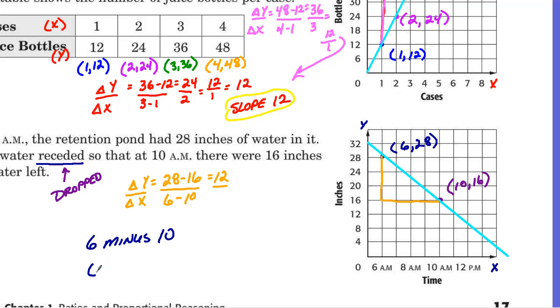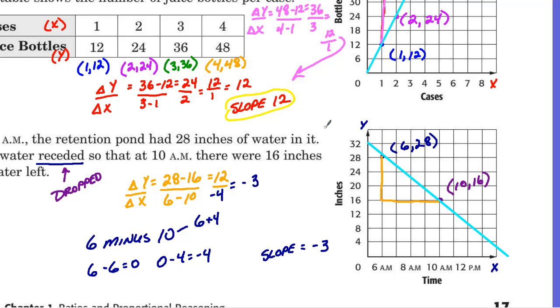So if you think about it, if you break that 10 into a 6 and a 4, and then take your original 6, take 6 away, you're at 0. Now you have to take another 4 away. You're at negative 4. When you do the 12 divided by negative 4, you're going to get negative 3. In this case, the slope equals negative 3.